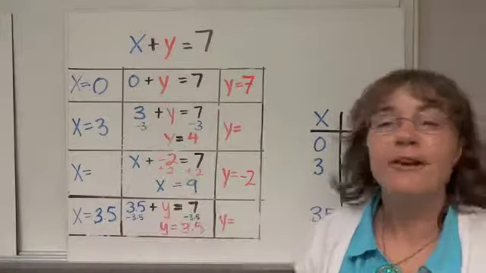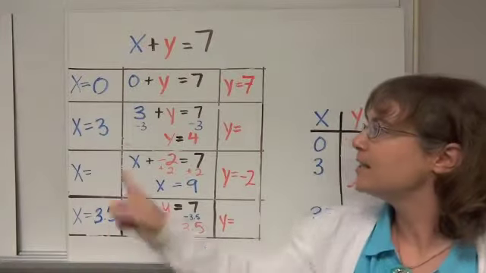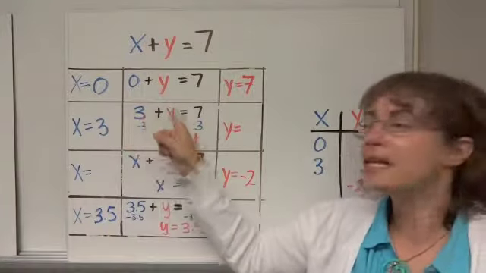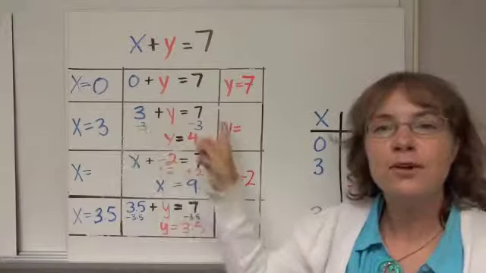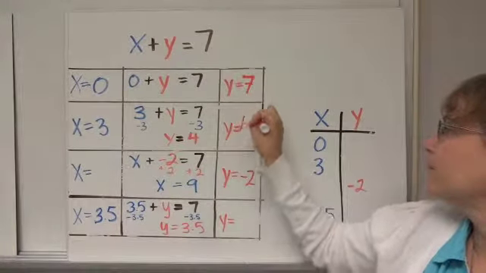We can also choose another value for x. Let's say x equals 3. And if we choose a value for x right there, we substitute the 3 in for the x. 3 plus y equals 7. We subtract 3 from both sides of that equation, and y is equal to 4.